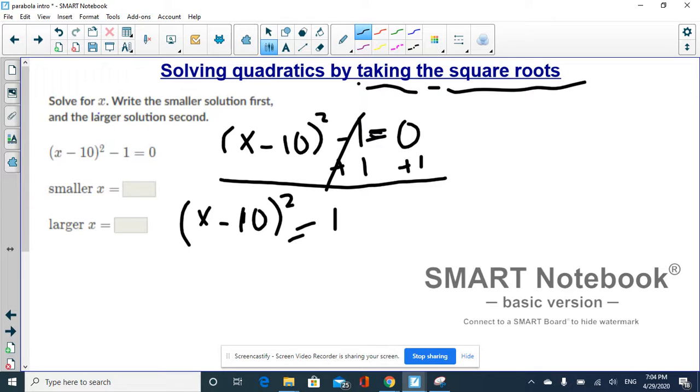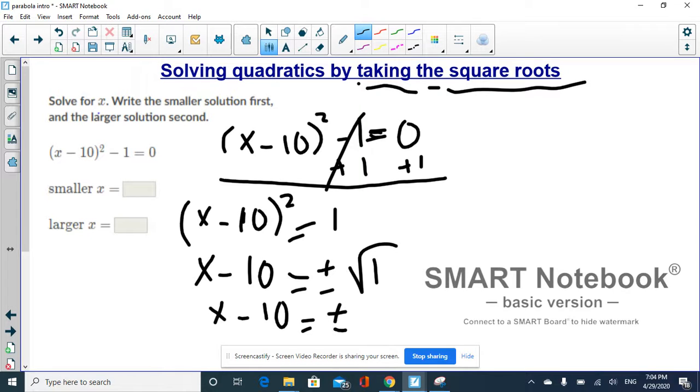The square root for the left side will give you x minus 10. Get rid of this 2. And what is the square root of 1? We need the positive and the negative square root of 1. What is the number that if you multiply by itself gives you 1? Yeah, that's 1. Excellent. So x minus 10 equals positive or negative 1. The square root of 1 is 1. Now we have two equations. One of them x minus 10 equals positive 1 and the other x minus 10 equals negative 1.